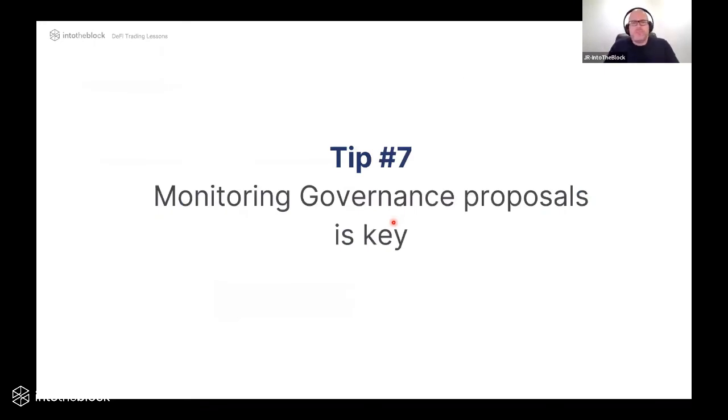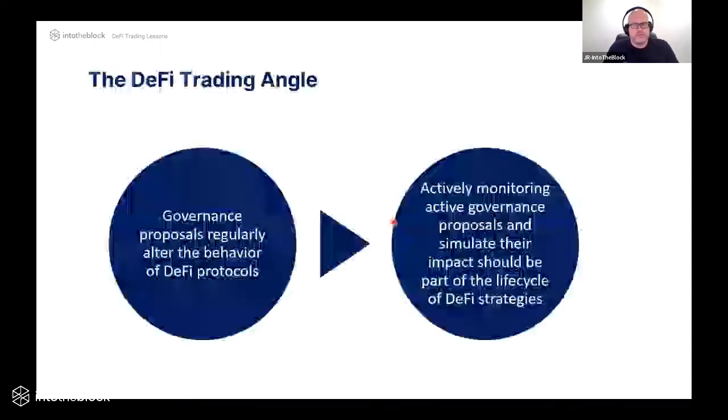Then monitoring governance proposals is key. We have seen some examples lately. Governance is a source of alpha, it's also a source of risk in DeFi because governance is so simple today. It's one token, one vote type of thing. It's subject to all sorts of market manipulation. And a bad proposal can alter the behavior. I guess a good proposal can also alter the behavior of a protocol. So actively monitoring these things and having simulations that give you the output of governance proposals is key.